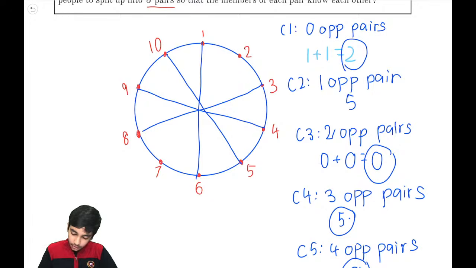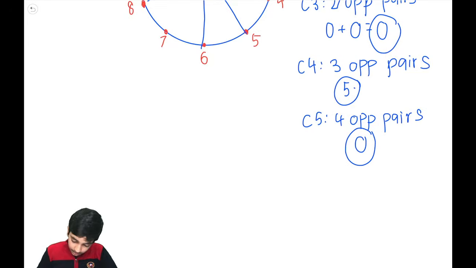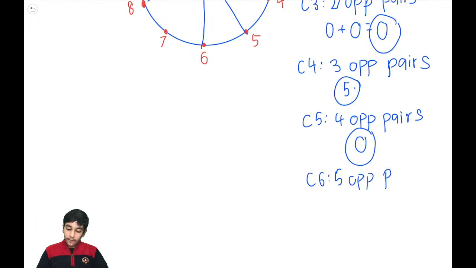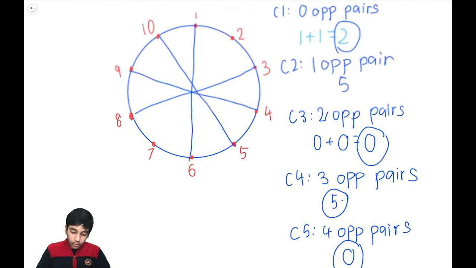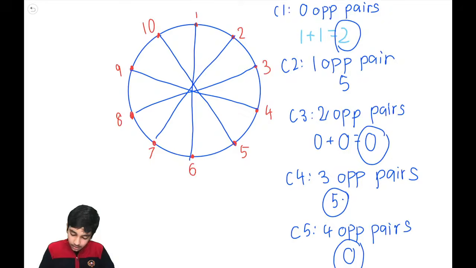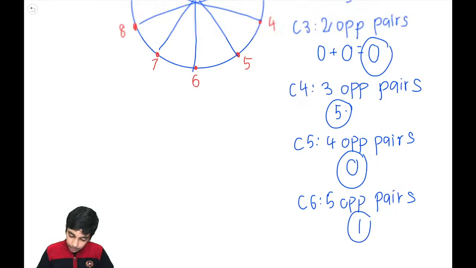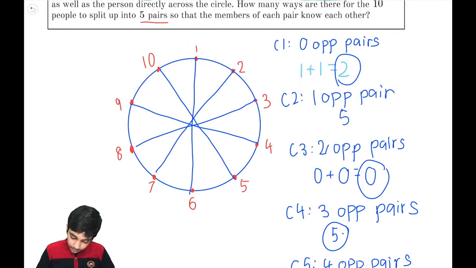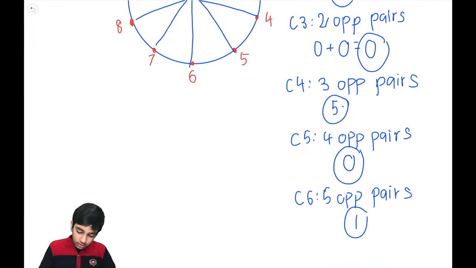This was 5. I don't know, it got erased, I think. The final case, case 6, is 5 opposite pairs, where everyone's in opposite pairs, and that's just going to be 1 case, because again, there's only one way to have this. So that's 1. We add all these up, we get 2 plus 5 plus 5 plus 1, which is 13, which is the answer for this problem. Let me box that.